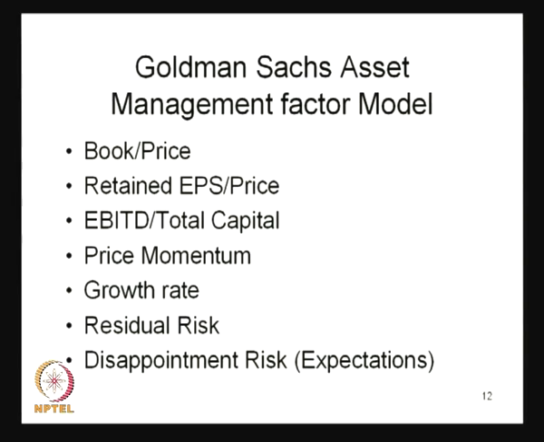Then you have the residual risk, in the sense of particular risk, which covers the factors that we have not incorporated. That is the error we also have to measure, which could have an impact on the stock return. Then the disappointment risk, basically the expectations: how far your expectations have been realized in the market. If your expectations have not been realized, then it will be difficult to say how your market is going to perform in the future. So, these are the factors that Goldman Sachs has taken.